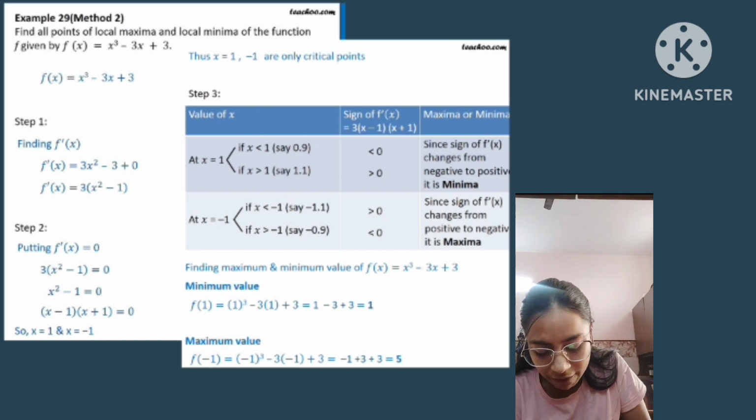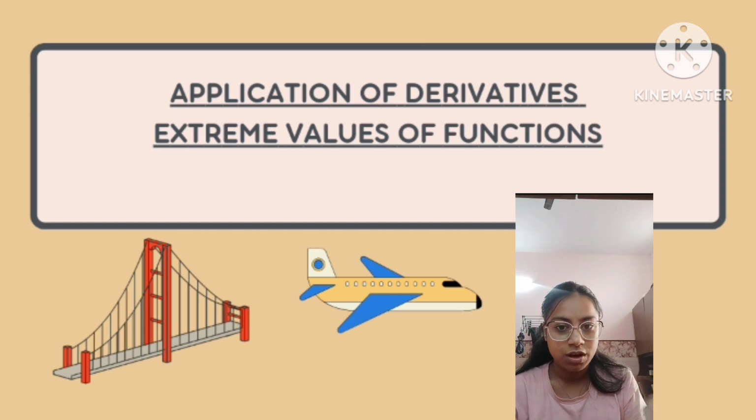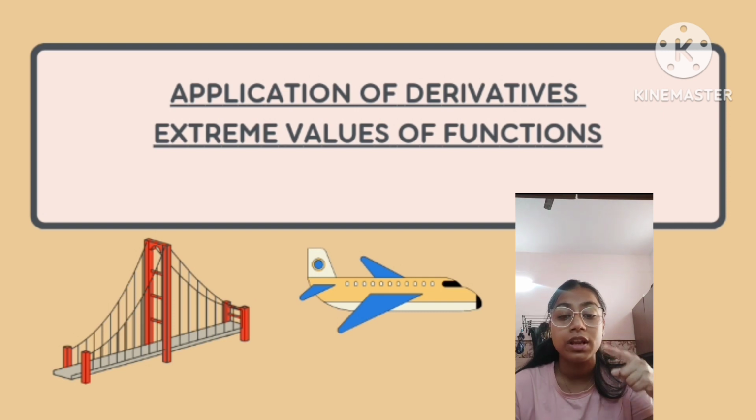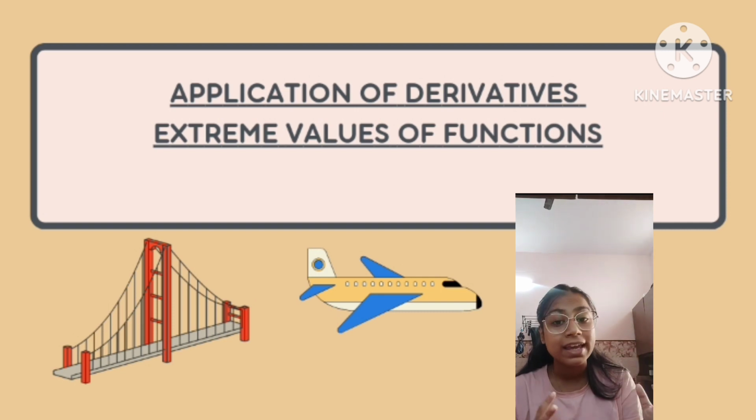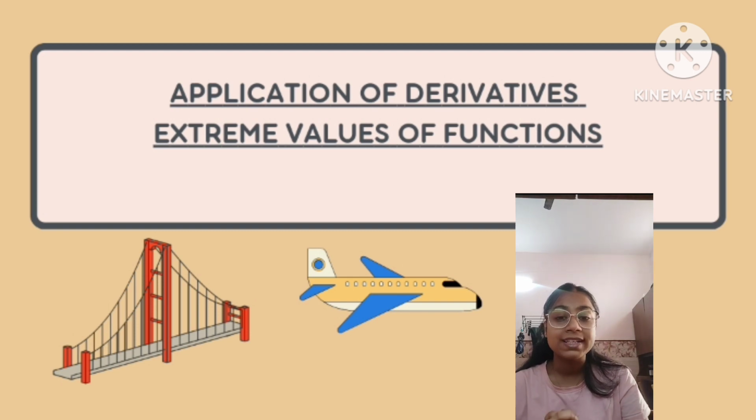You must be thinking why I have put an aeroplane and a bridge in my first slide. So here we'll see why maxima and minima are important in daily life. It's a very common example to find out what should be the maximum height of a bridge. We use maximum and minimum values. And again, at what maximum height should an aeroplane take off? We'll again use maxima and minima values, meaning extreme values. So extreme values are very important in our daily life.